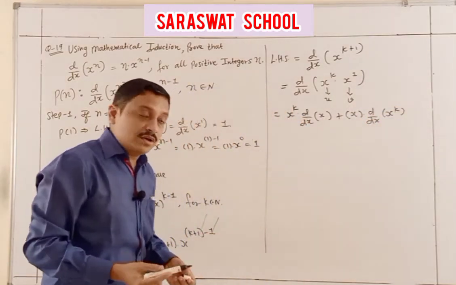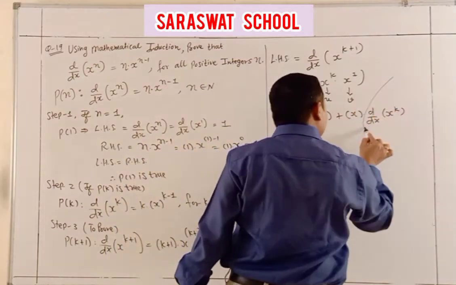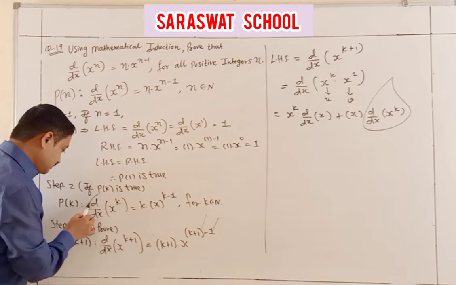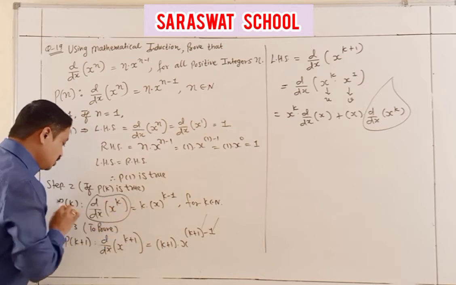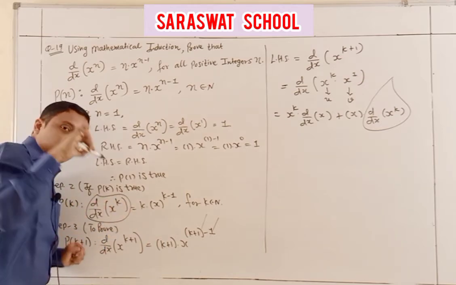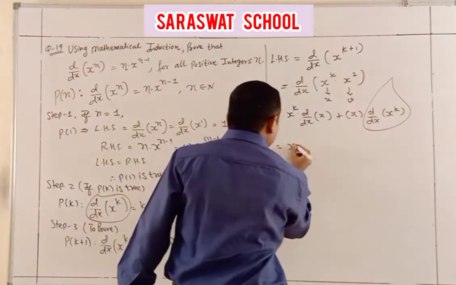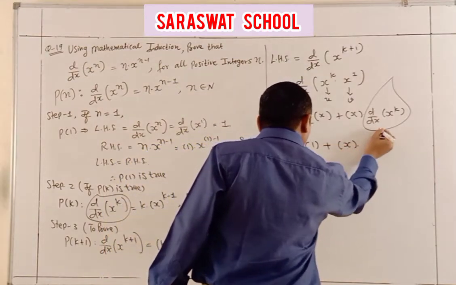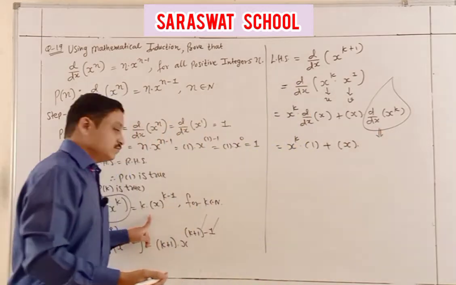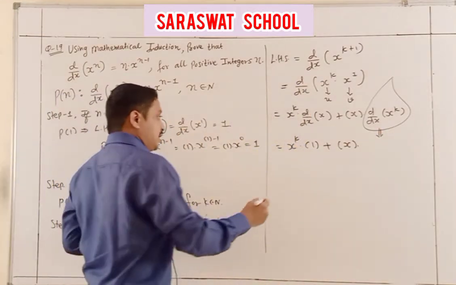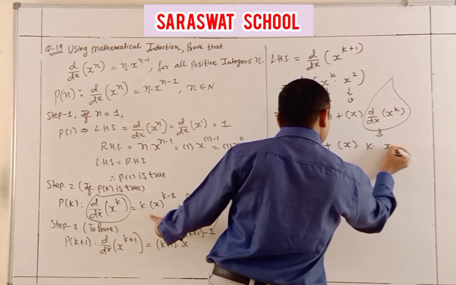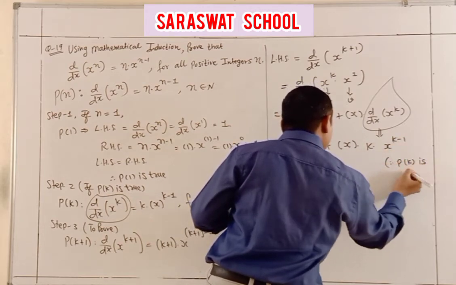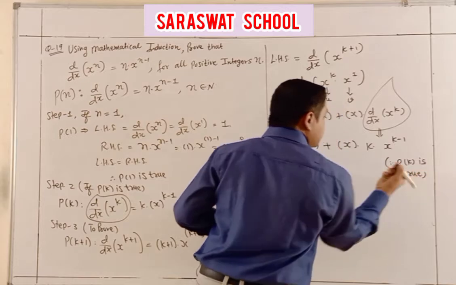And now, this is d/dx of x raised to k. You know that here it is your step 2. And what is the step 2 value? d/dx of x raised to 1 is 1, and that you know from step 2. And k into x raised to k minus 1. Mention here, because P(k) is true.